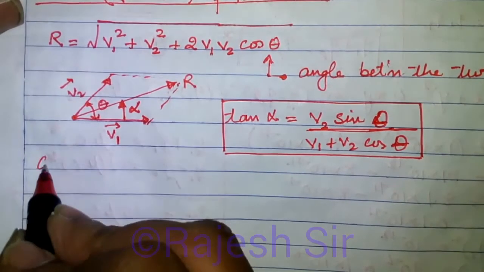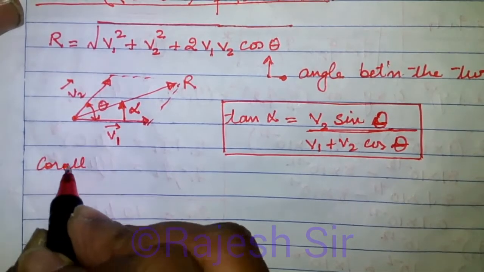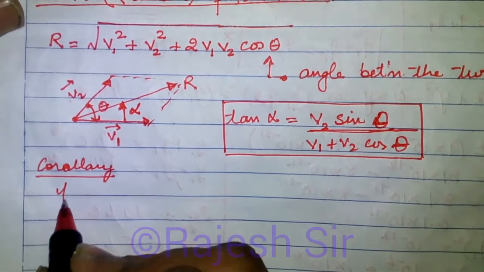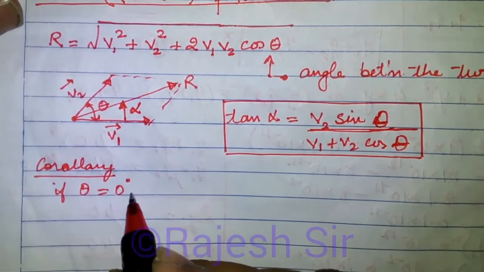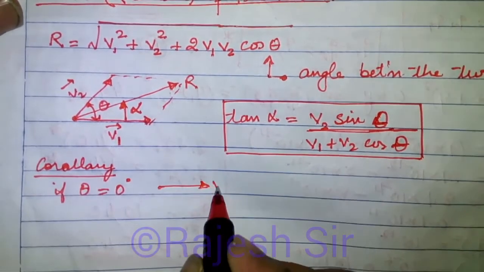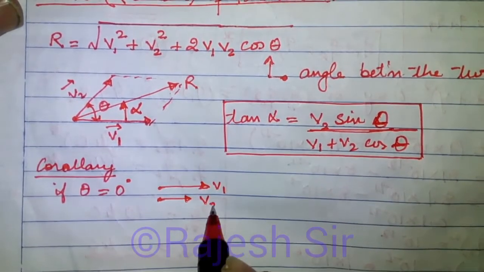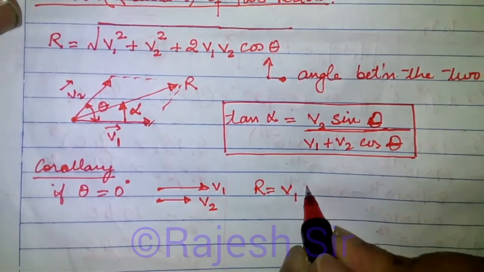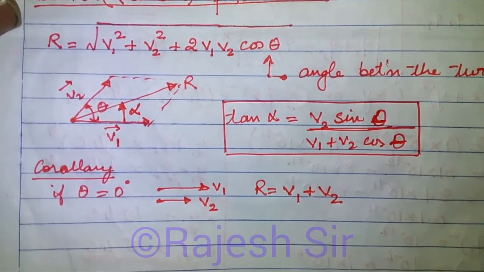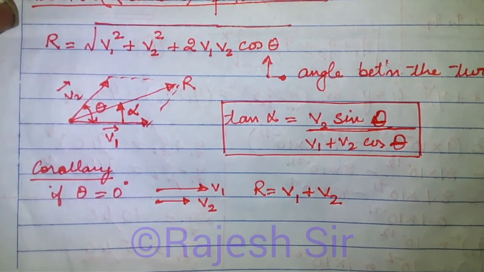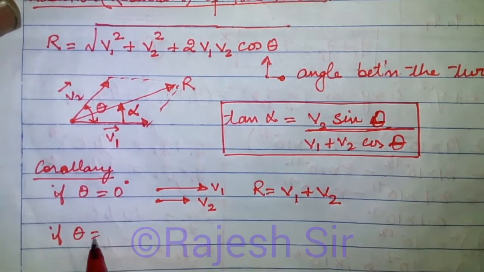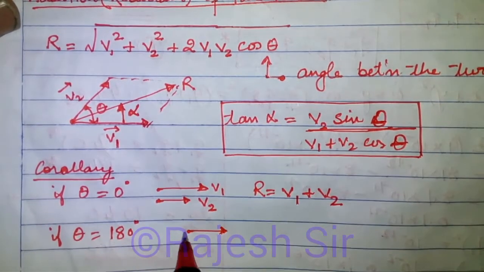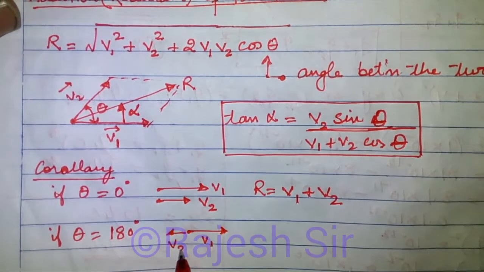Now a few corollaries to the above result. If theta is equal to 0 degrees, that means both the vectors V1 and V2 lie along the same direction, then you would not use the entire result. I have simplified that result. You can find the resultant simply by adding the magnitudes of the two vectors, that is R is equal to V1 plus V2. If theta happens to be 180 degrees, then you simply subtract the magnitudes of the two vectors.